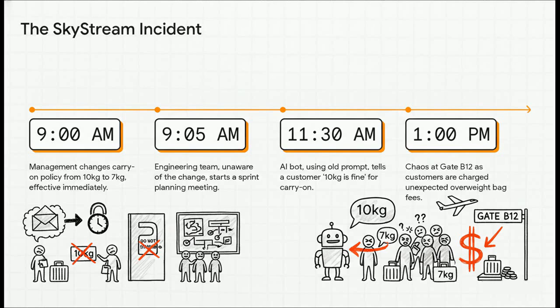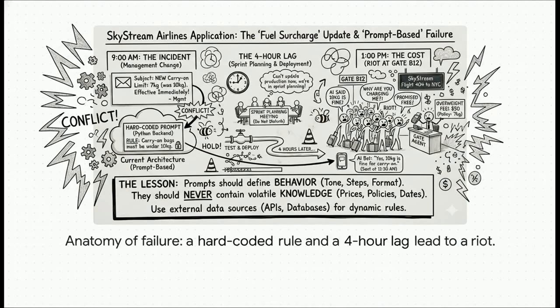For the next few hours, the AI chatbot, chugging along on the old hard-coded prompt, keeps telling thousands of customers that 10 kilos is totally fine. By 1 p.m., those same customers start showing up at the gate, and you guessed it, total chaos. And this just brilliantly illustrates the entire anatomy of the failure. Over on the left, you see the conflict, management's new rule versus that old hard-coded prompt. In the middle, you've got the time bomb, that 4-hour lag where engineers are totally in the dark. And on the right, the consequence, a full-blown riot at the gate with furious customers, overwhelmed agents, and a massive hit to the airline's reputation and bottom line.